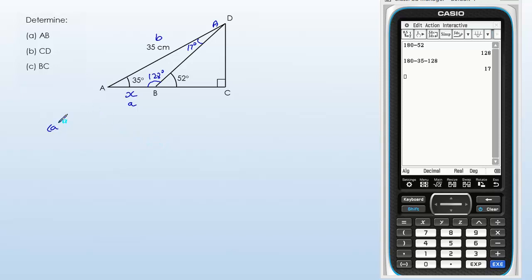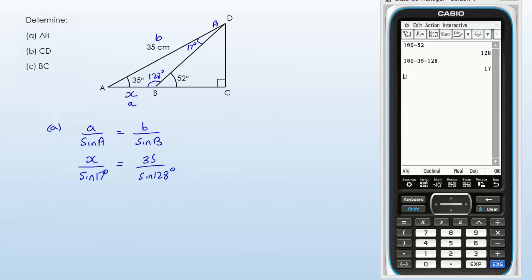So we can use the sine rule on this. Again, you could use that table layout, but I've done that in the last few examples. You don't need to see that again. So A over sine A is equal to B over sine B. So x over sine 17 degrees would be equal to 35 over sine 128 degrees.